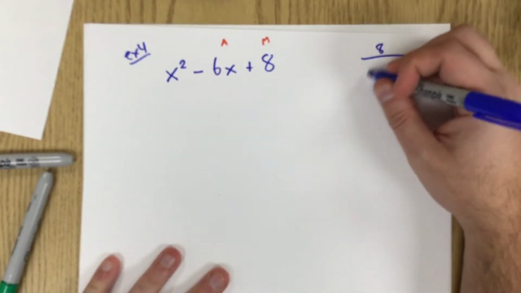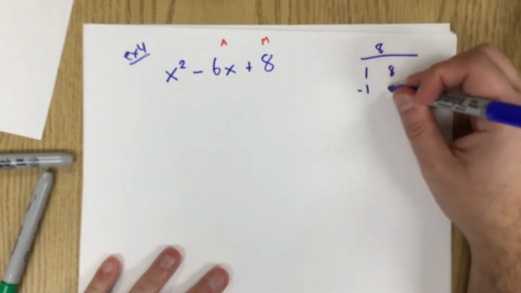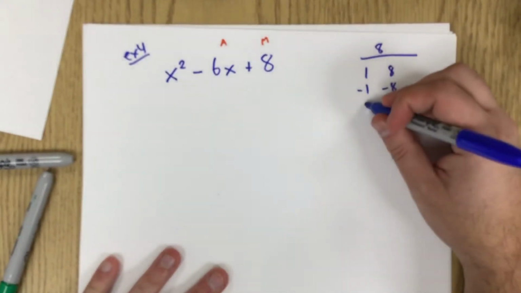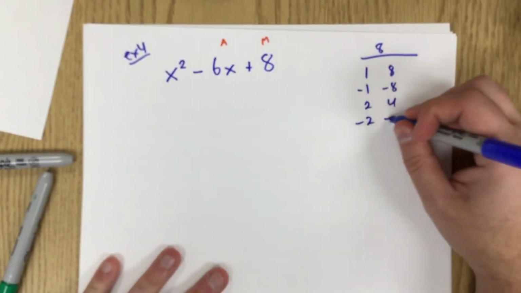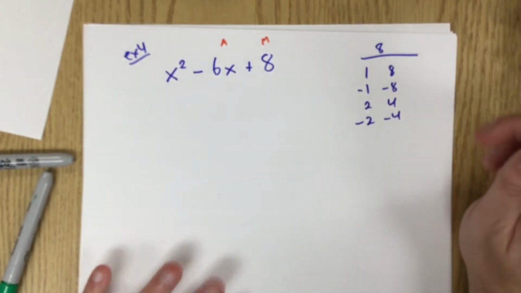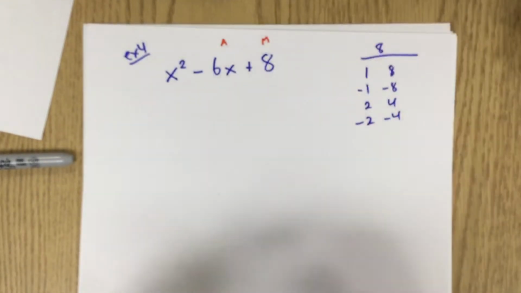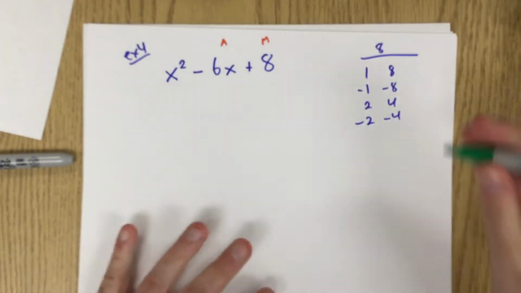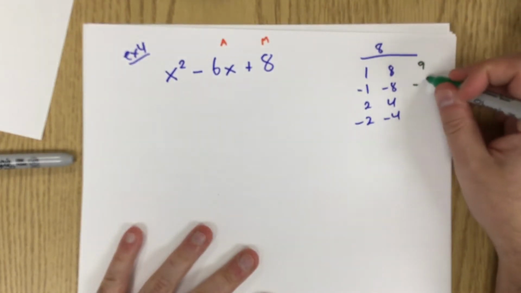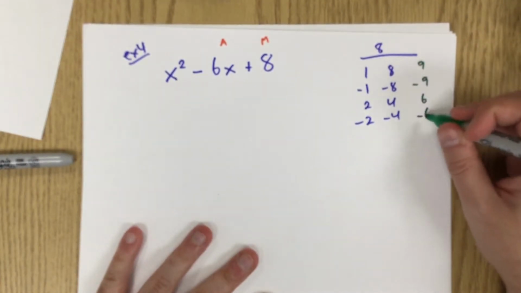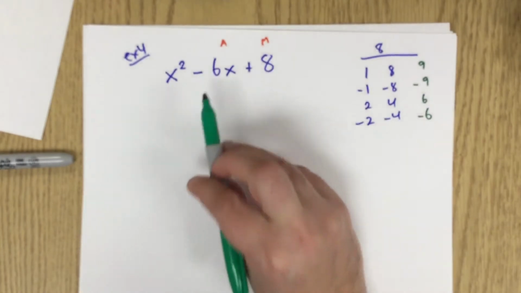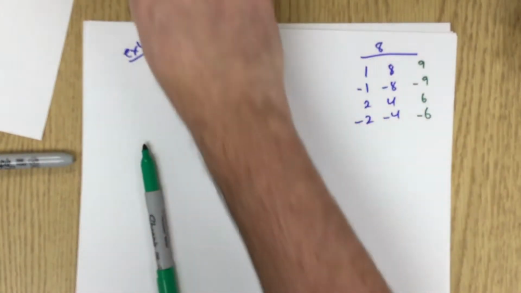So it's going to be 1 and 8. I'm going to write the negatives now so we can see what we're going to get. 2 and 4, negative 2, negative 4. 3 doesn't work, and 4 we're already at. So we're done. So it's going to be 9, negative 9, 6, and negative 6. Adds up to negative 6, so it's going to be this one over here.